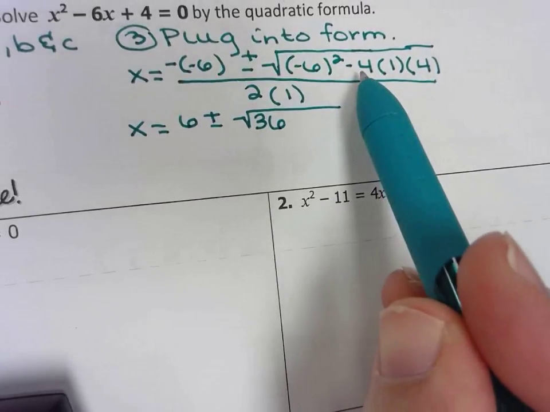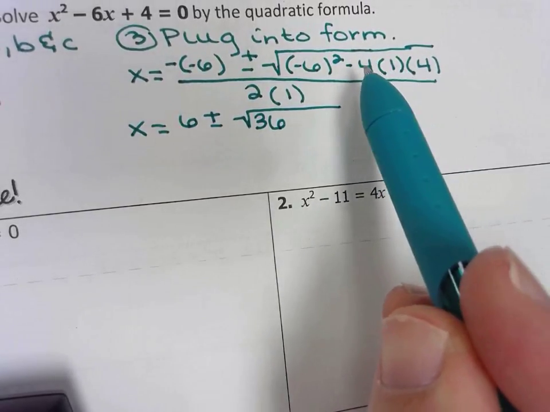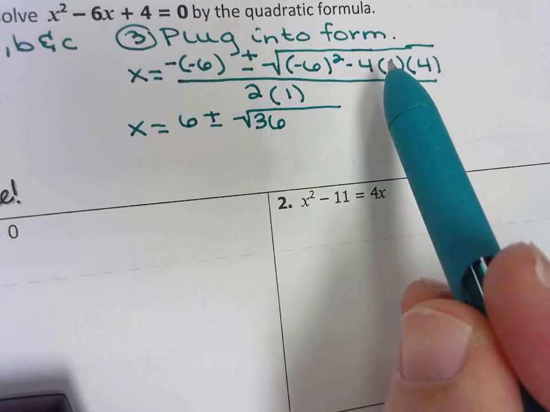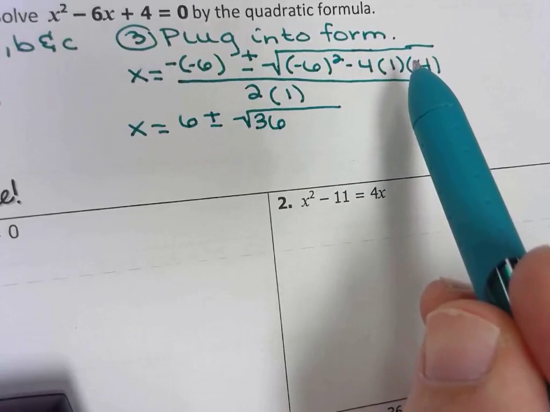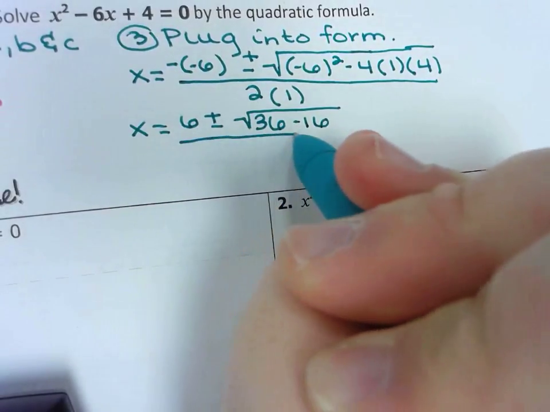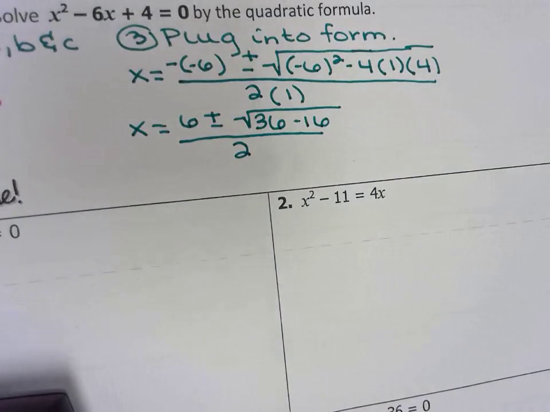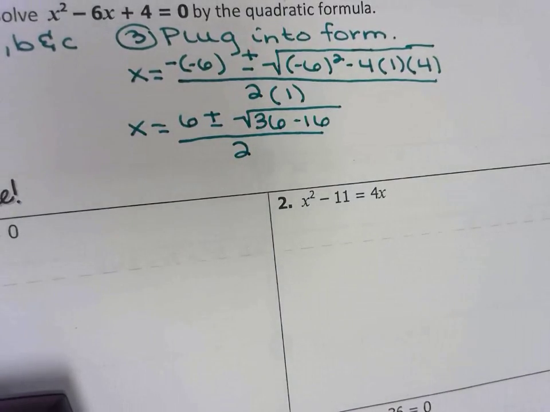And then I have a -4 times 1 times 4. So what is a -4 times 1 times 4? -16. All over 2. I know there's lots of stuff going on, but go from left to right and just simplify each part first. Don't try to do it all at once. Don't try to plug it all in your calculator. You will screw it up, I promise.